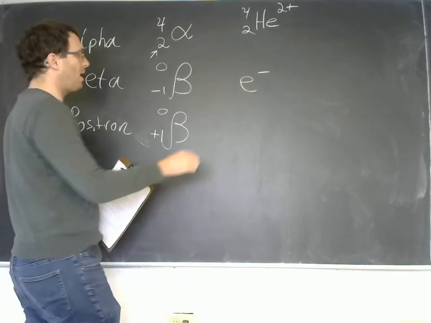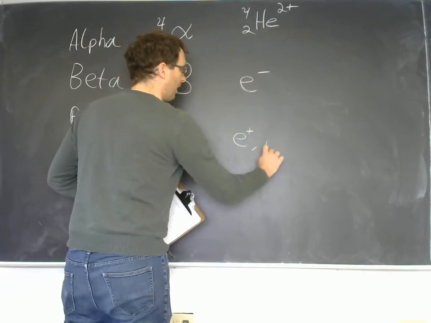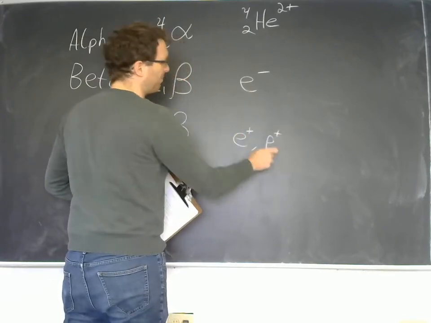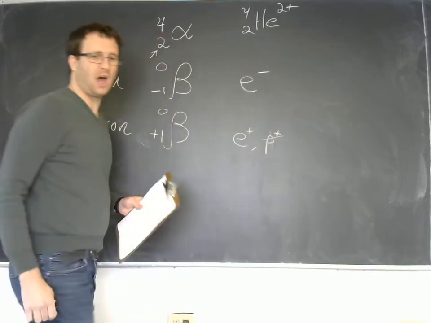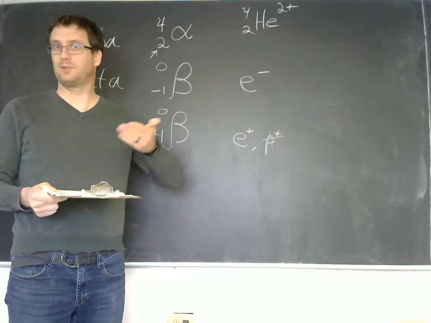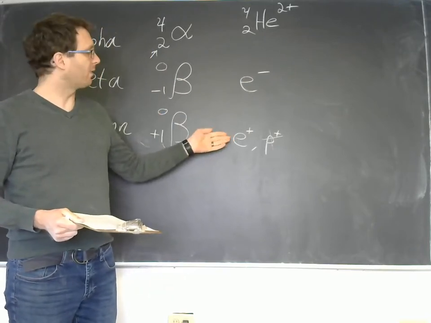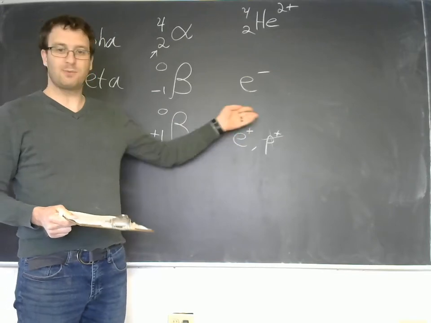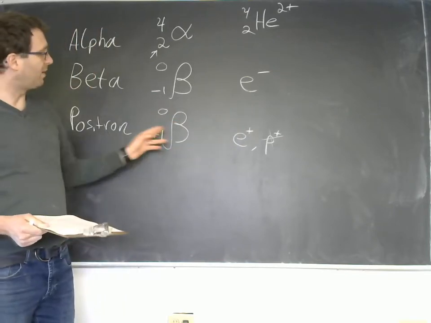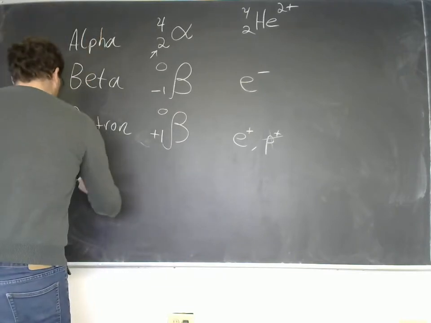And so a positron, you could represent it as an e with a plus or as a p with a plus, but the p plus is confusing when you consider that could represent a proton. And so even though it's called a positron, we really are going to stick with either the e with a plus or the beta with +1. That's a positron. And then finally, gamma emission.